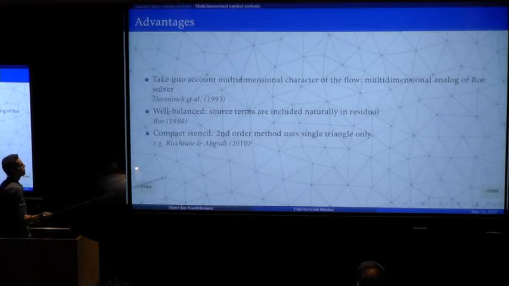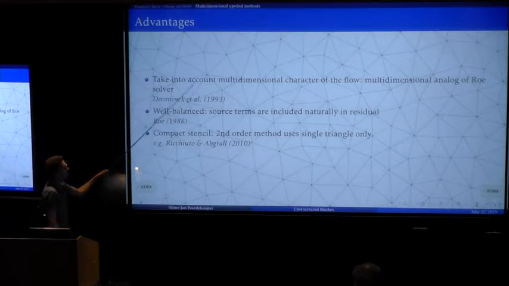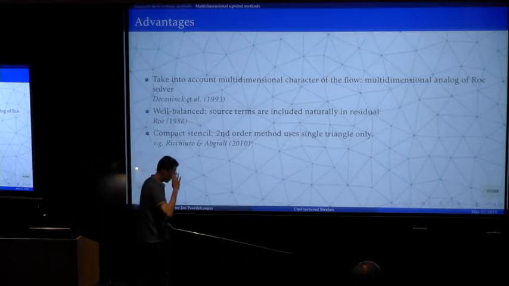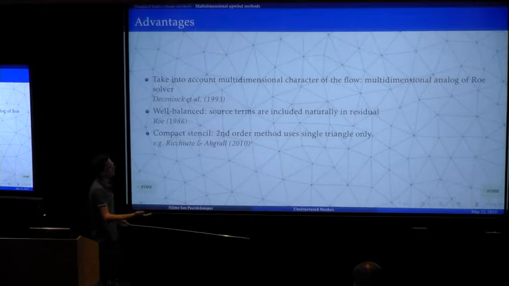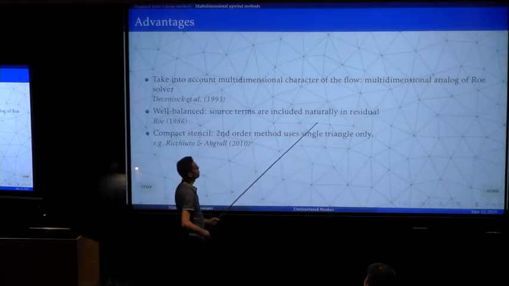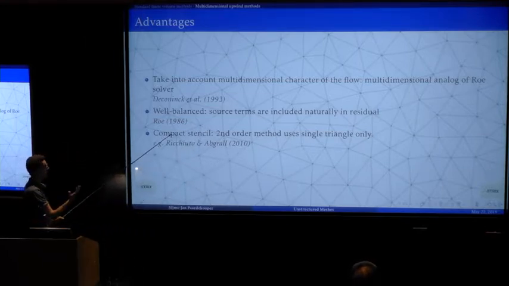So the main advantage, there's three advantages I want to highlight of this particular method. First, you take into account the multidimensional nature of the flow. And in fact, you can view it as a multidimensional Riemann solver, or multidimensional approximate Riemann solver, like the one due to Roe, which is very important for planar disk problems.